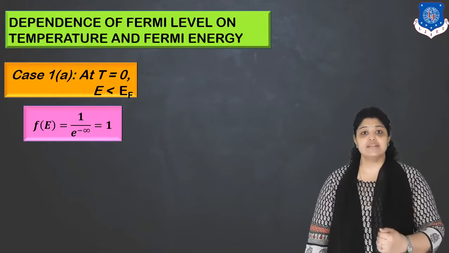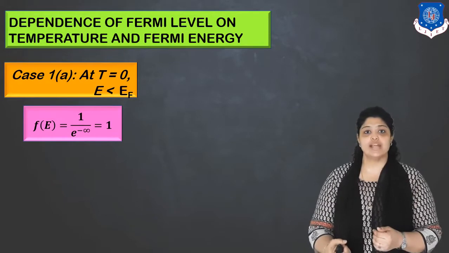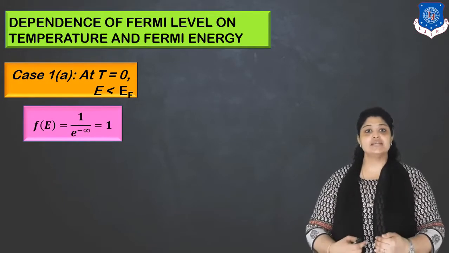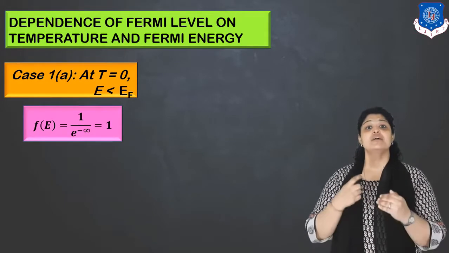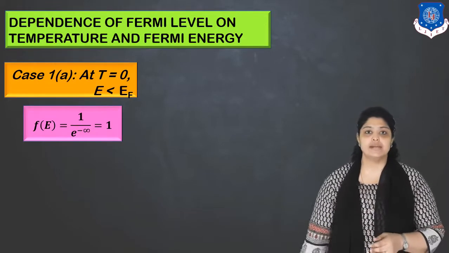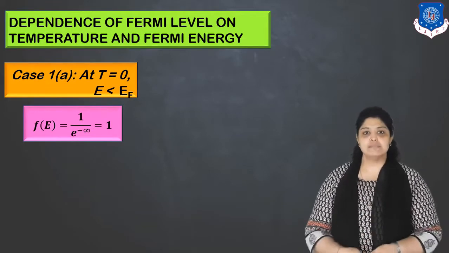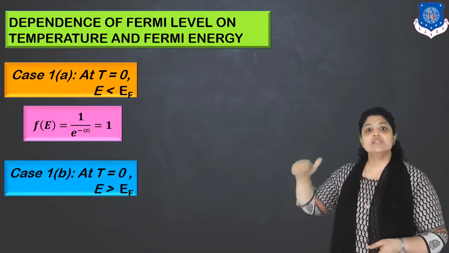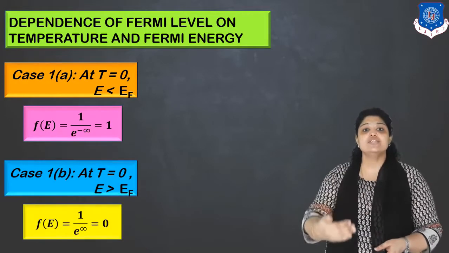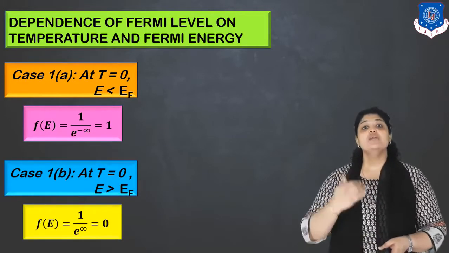So all energy levels at T equals 0 Kelvin and at energy E less than EF will have complete 100% probability. Let's consider case number 2 here. Again T is equal to 0, but now we take the energy greater than EF. So what will we get?